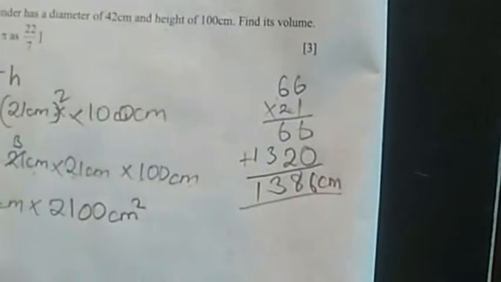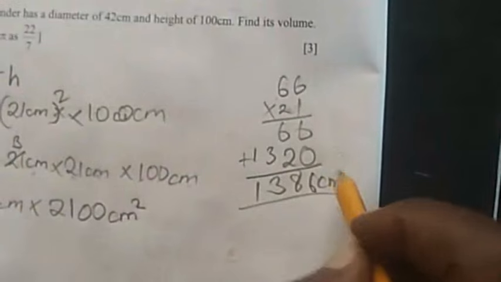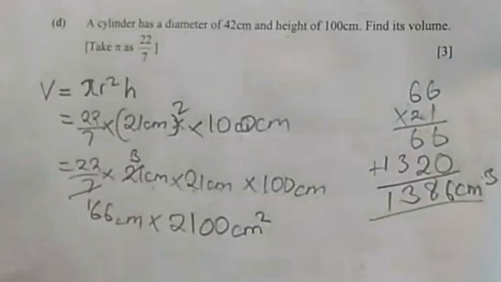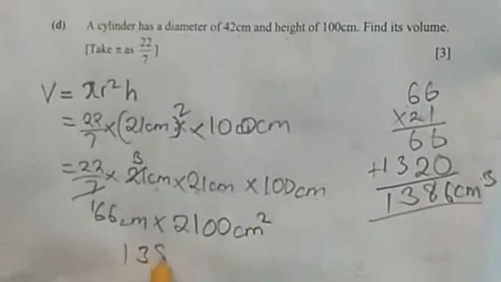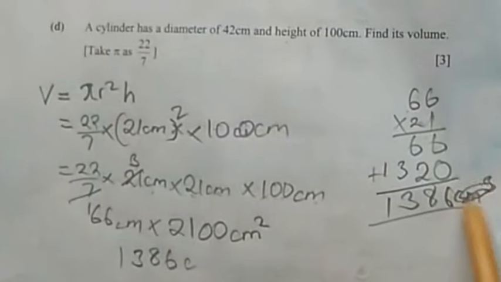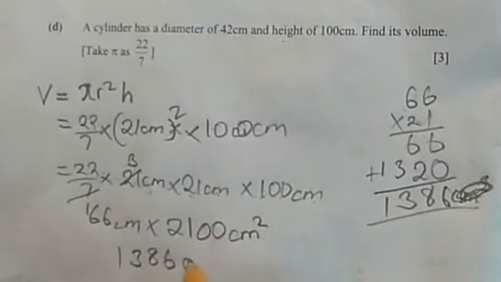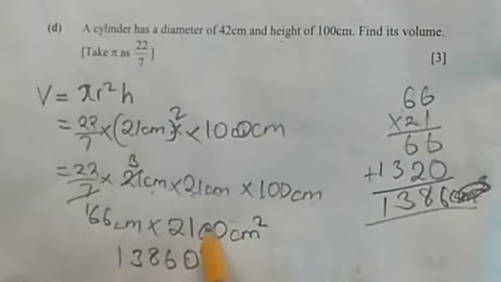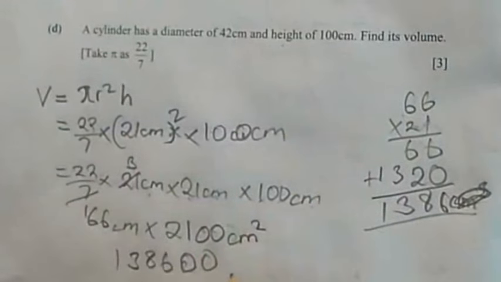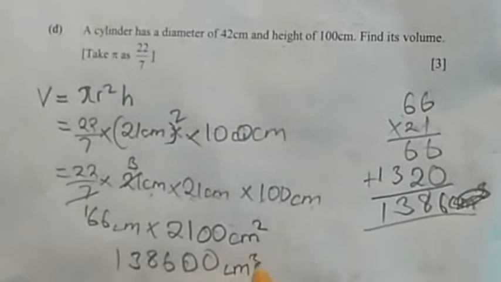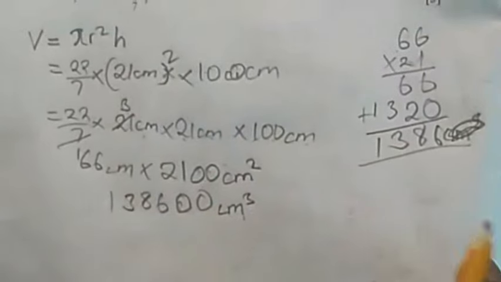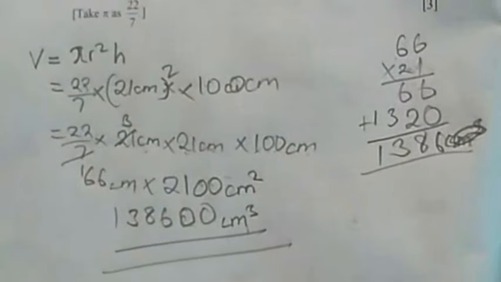Now we're going to multiply centimeter times centimeter squared, which will be centimeter cubic. Okay, so we are going to write now here 138 60 centimeters. Remember, we ignored these 2 zeros, so we're going to add them here, and then it's going to be centimeter cubic, because centimeter times centimeter squared will give us centimeter cubic. That will be the answer. So this is the answer you are supposed to write.